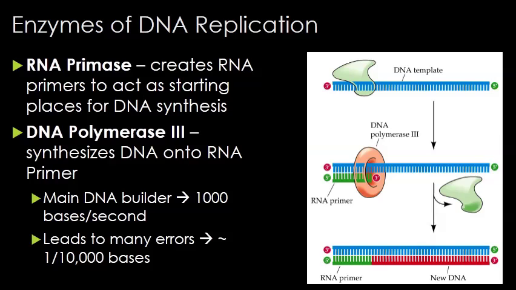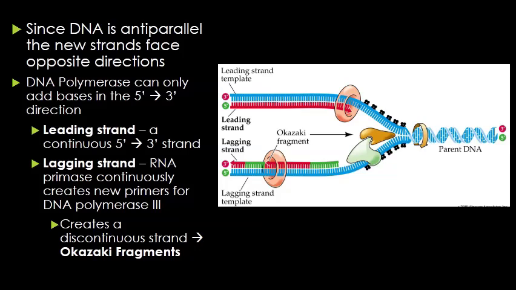Now, it's very, very fast. It's about 1,000 bases per second, but just like when you do fast work, it tends to be inaccurate. So there tends to be lots of errors. DNA polymerase III is our main DNA builder, and it builds on both strands. But we need to realize, since DNA is anti-parallel and polymerase can only grow from 5 to 3, the strands are going to be different.